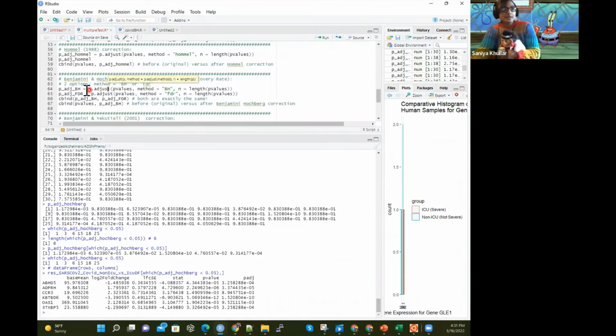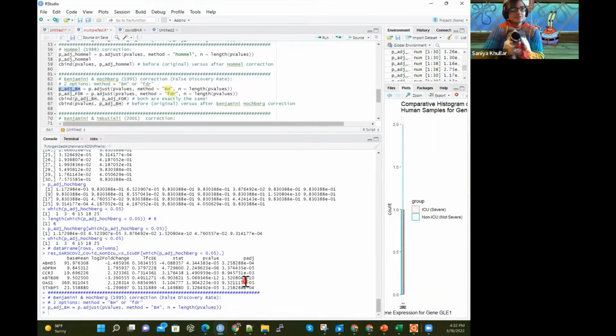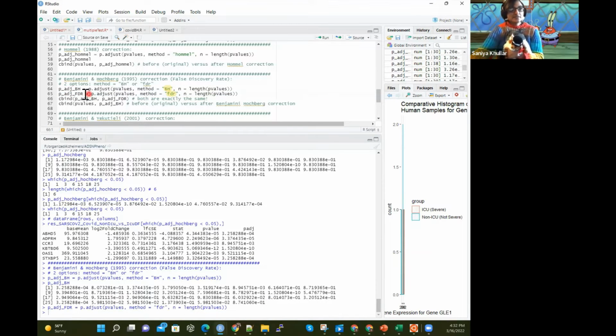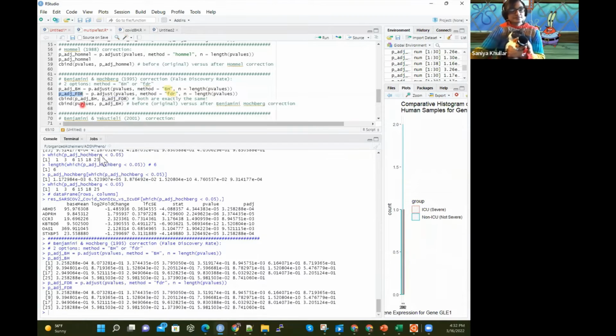1988 correction. But I just wanted you to see that the Benjamini and Hochberg 1995 correction, also called false discovery rate, has 2 methods that you can use, and they're both the same. It's just that people use different things. So we can either use FDR or BH. That's the key thing here. If we use the BH, then it would look like this. If we use the FDR, it would be the same exact thing. They're just giving you the option to use both.